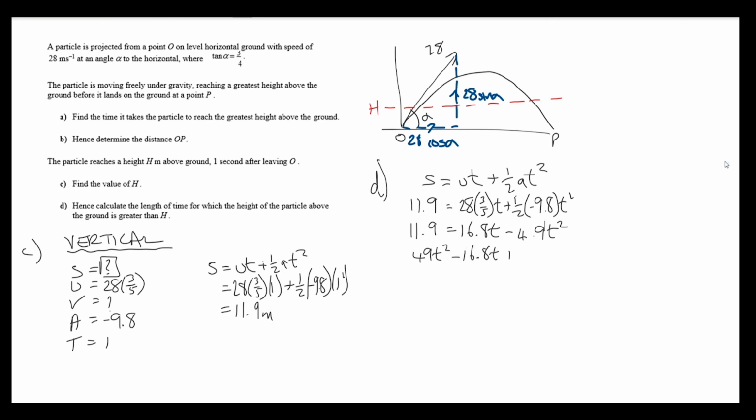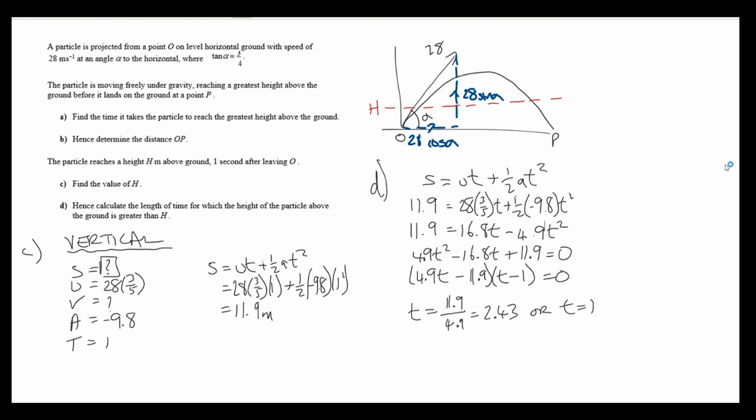At this point, we should be able to put this into our calculator, but I have spotted that this factorizes. They're not the nicest numbers to use, but it does actually factorize into 4.9t minus 11.9 and t minus 1. That leads to 2 answers, 2.43 and t equals 1.